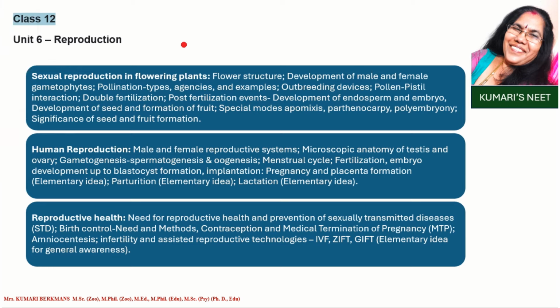Sexual reproduction in flowering plants: flower structure, development of male and female gametophytes, pollination, agencies, and examples of breeding devices, pollen-pistil interaction, double fertilization, post-fertilization events, development of endosperm and embryo, development of seed and formation of fruits, special modes, apomixis, parthenocarpy, and polyembryony, significance of seed and fruit formation.